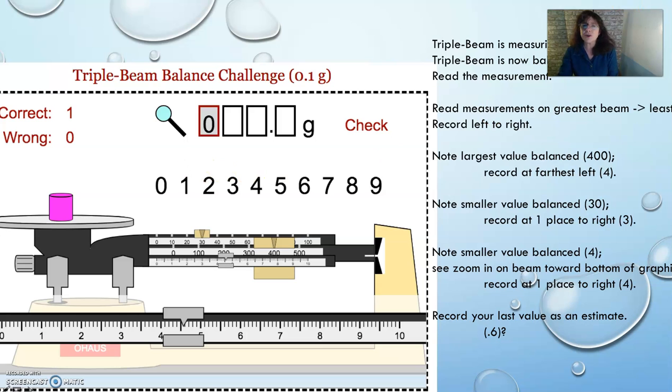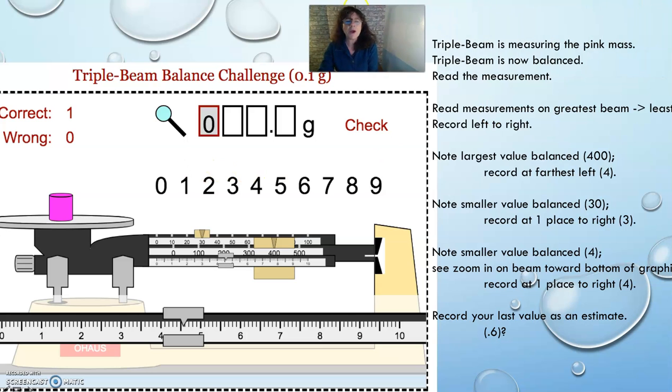I'm also going to talk to you a bit about another part of your lab, which is working with the triple beam balance. There is a great video for the triple beam balance inside your lab. I think you should watch it. The triple beam balance is used for larger masses that are generally over 300 grams. Under 300 grams, 200 grams is a good measure for an analytical balance, but triple beam is for more than that.